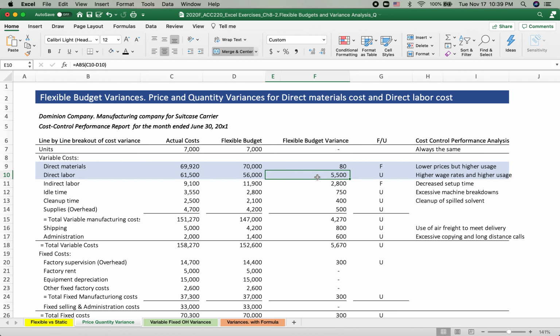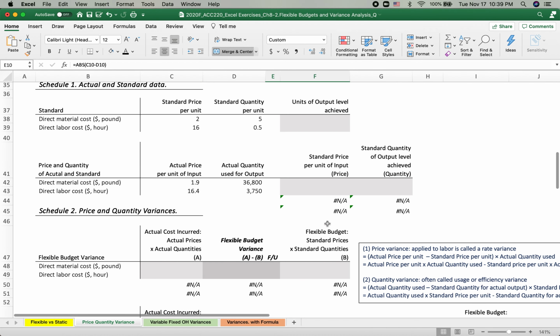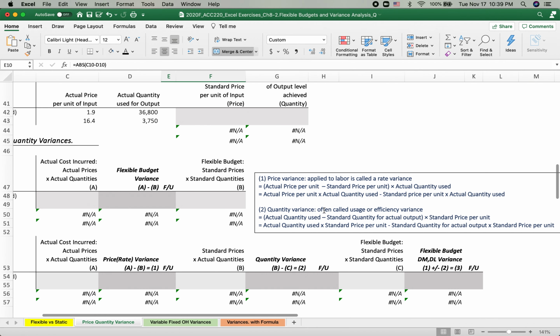This $5,500 unfavorable result came from the price variance or the volume variance? So we need to identify that so that we can give the right feedback to the manager of this direct labor or the department of labor. So how do we calculate this price variance?